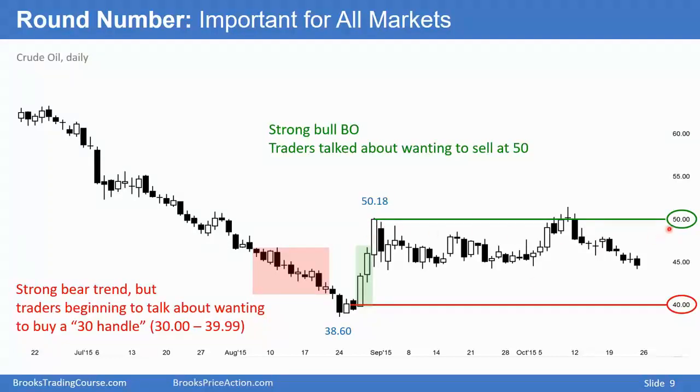The bears assumed that 50 would be a big round number, resistance. They assume bulls will take profits, and the bears sell, and they get a scalp. It tested 50 again, same process. The bulls who bought this bull flag again took profits, and the bears who saw the sell-off originally at 50 sold again. And you get a double top bear flag.